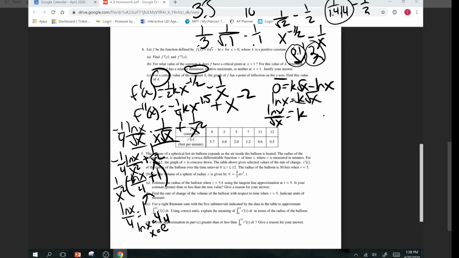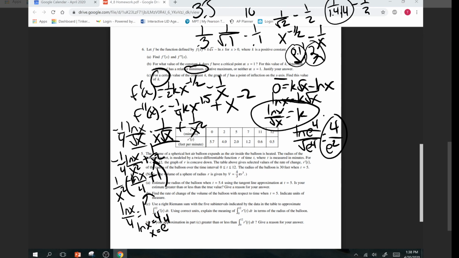I have to go back to my k equation, and you get natural log of e to the 4th over the square root of e to the 4th. And thankfully, these simplify really easily. Natural log of e to the 4th is 4, and square root of e to the 4th is e squared. And so, booyah, 4 over e squared is the value of k.